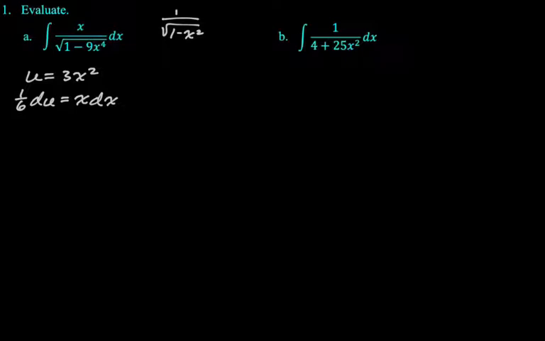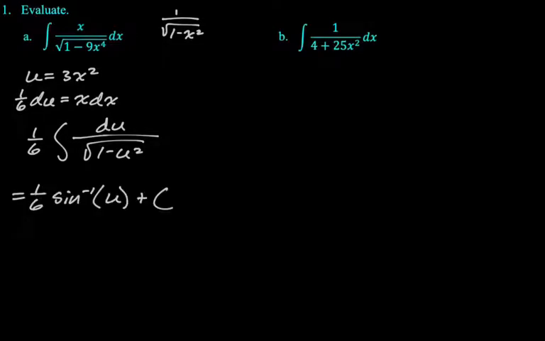So we can replace x dx with 1/6 du, and then it'll be the square root of 1 minus u squared. I'm going to pull the 1/6 out, because that's what we do with constant multiples. We have du over the square root of 1 minus u squared. That's definitely arc sine. So we now have 1/6 arc sine of u plus c. And then we know u is 3x squared, so 1/6 arc sine 3x squared plus c.